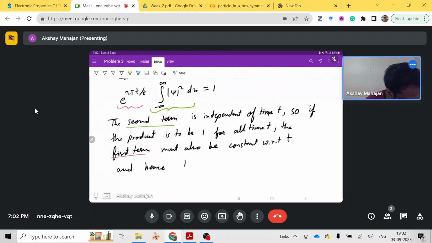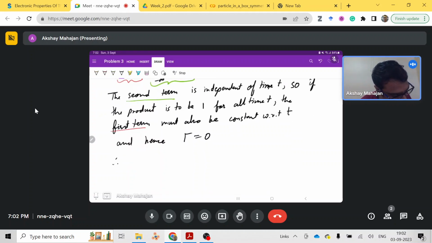This gamma should be equal to 0, because the first term, e to the power 2 gamma t by h cross, has to also be constant with respect to t. So hence this gamma has to be equal to 0. Then it will be a constant for all times t. And therefore we can see that E is real. This being proved.